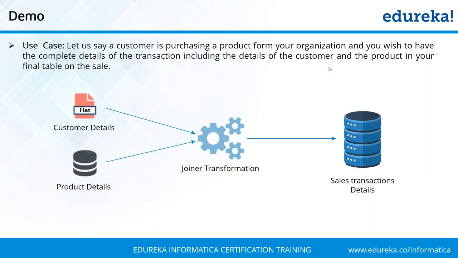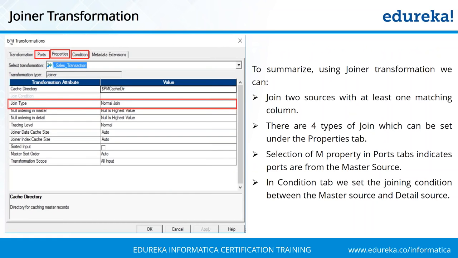Alright. So now let's summarize what we've learned about the joiner transformation. Now in the joiner transformation, we can join two sources. They need to have at least one matching column present between them. So if you have more than one matching column, you can set multiple conditions as well.